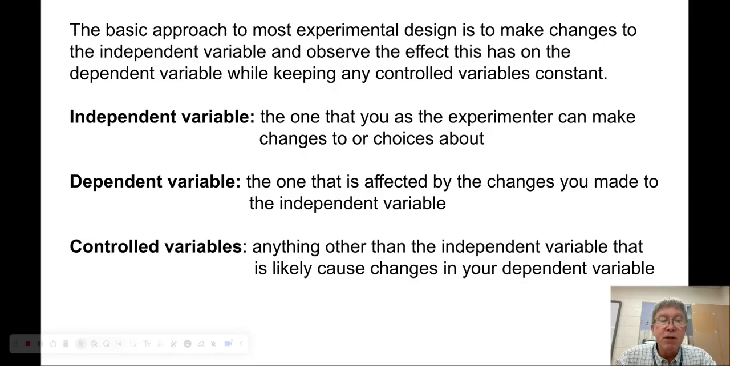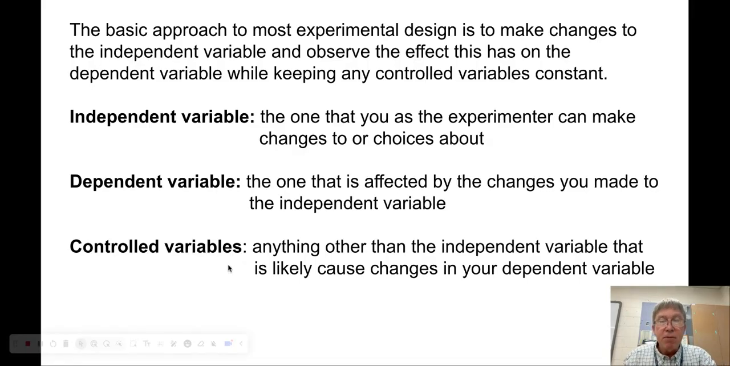Now, the control variable is something that you're going to try to keep constant. And that's what I really want to focus in on, because I think a lot of my students have a pretty clear idea. Like, the independent variable is one I'm going to make changes to, I'm going to make decisions about. The dependent variable is one that's going to change because of that, right? But controlled variables are ones that sometimes students get confused about. And the idea is this. Think of it this way.